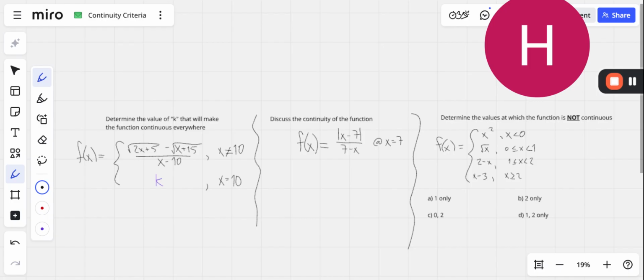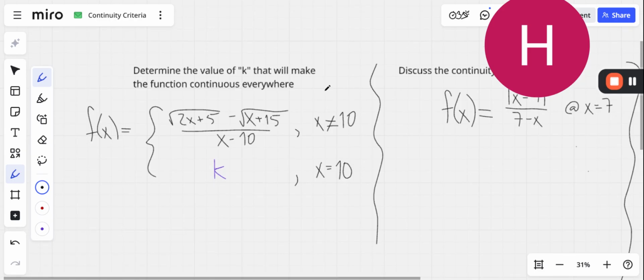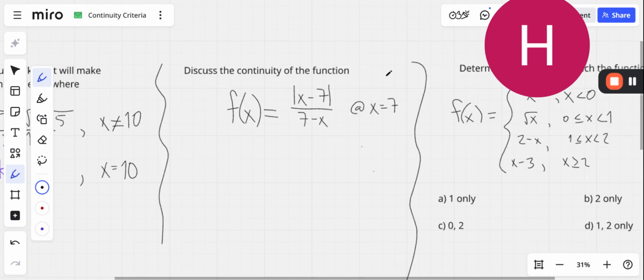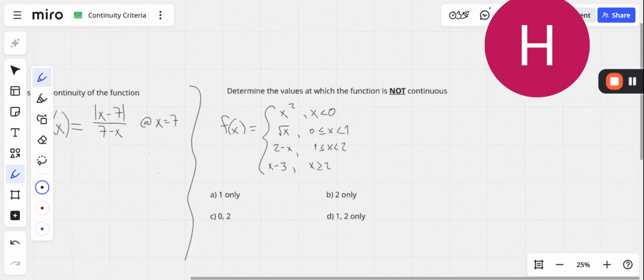So here are the questions. Give them a look. I'll give you a little bit of a closer look if you'd like. You can pause the video and take a gander, write them down in your notebook. Here's a multiple choice question. This is not a 4-part question. This is a multiple choice question. These are all relating to continuity.